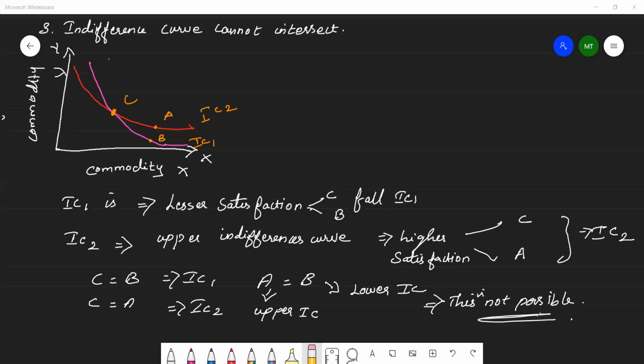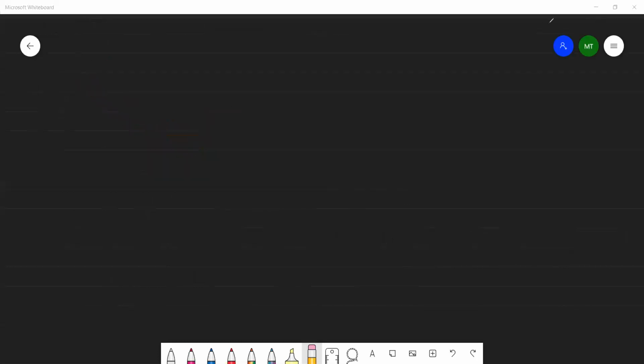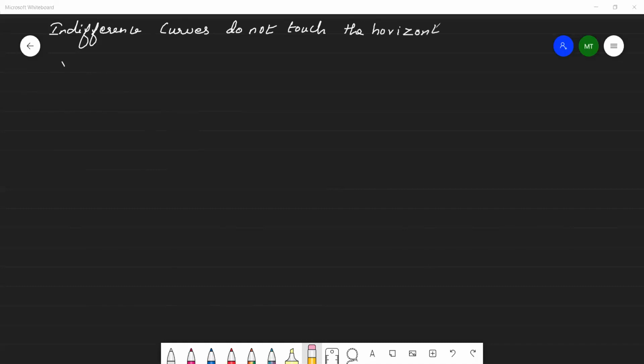Then next one is indifference curves do not touch the horizontal or vertical axis. So they will not touch the axis. Indifference curves do not touch the horizontal or vertical axis.